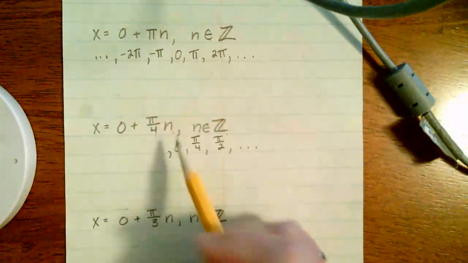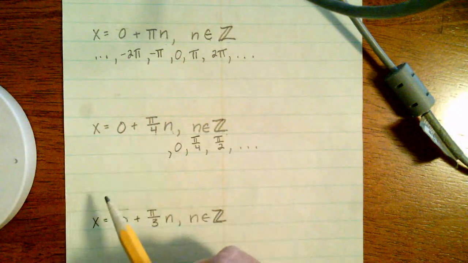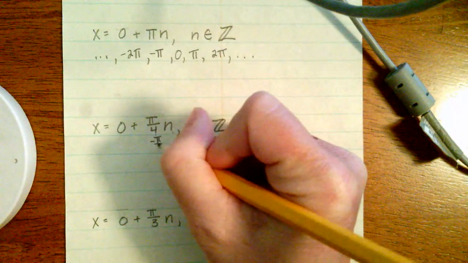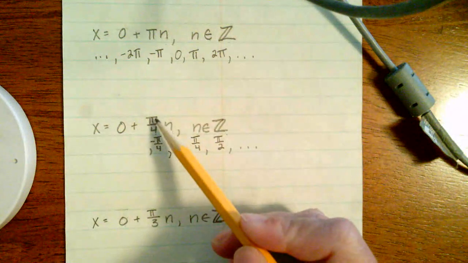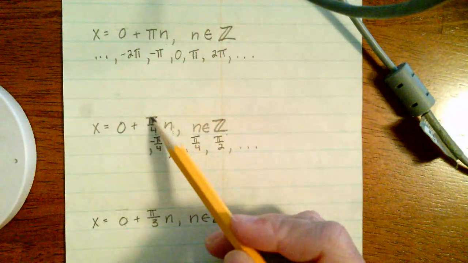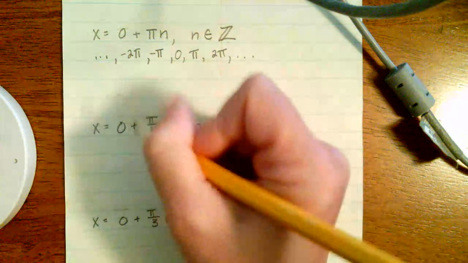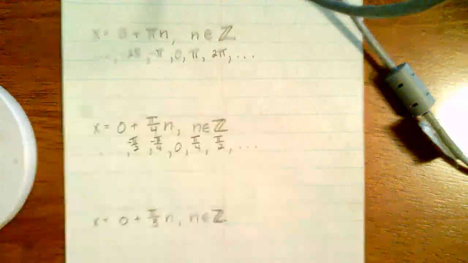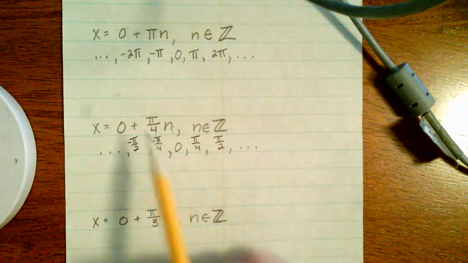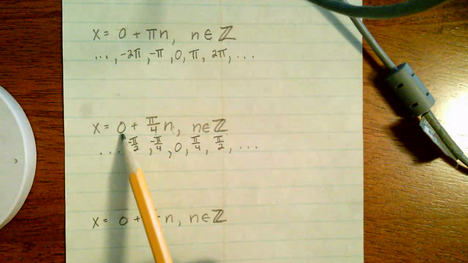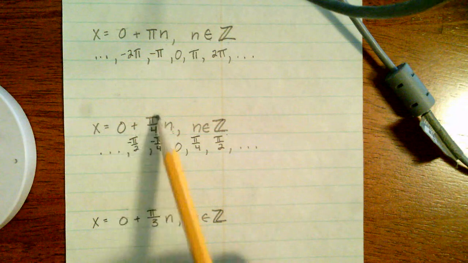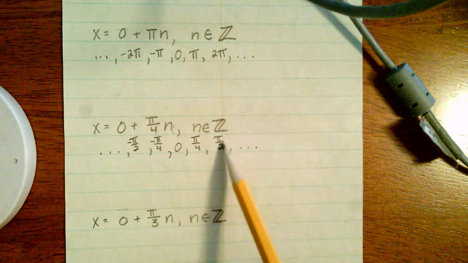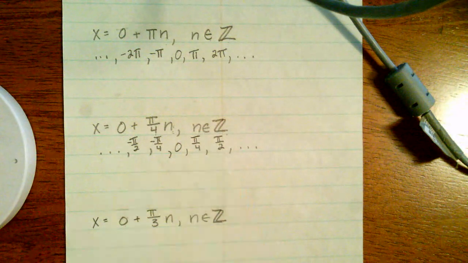In the negative direction, pi over 4 times negative 1 would be negative pi over 4 plus 0, so we have negative pi over 4. And negative 2 times pi over 4 would give me negative pi over 2 plus 0, which is negative pi over 2. Again, it would continue in this direction. A couple of things: a lot of times you're going to see it start at 0, but it doesn't have to. You can find any multiple of n to create your list. But these two things are equivalent, and we want to get more comfortable with that.